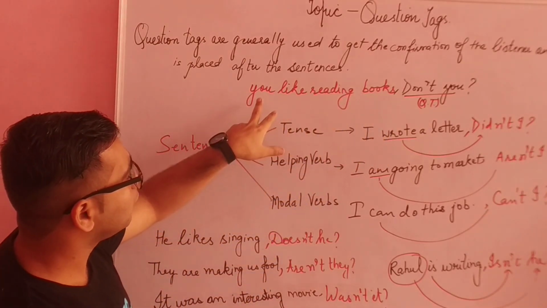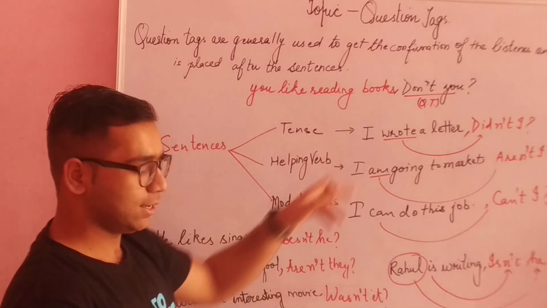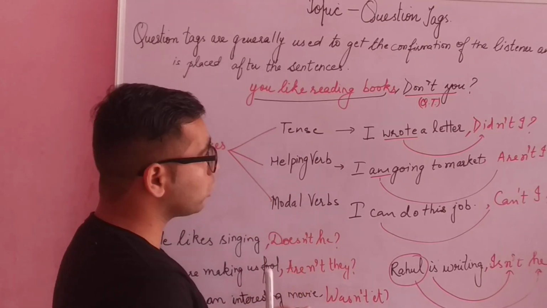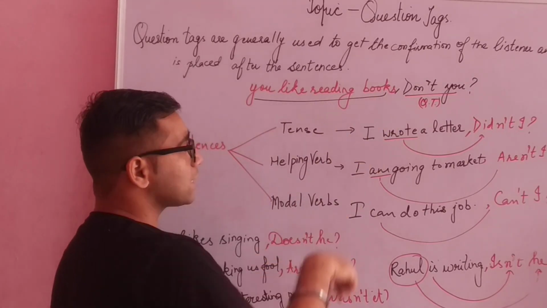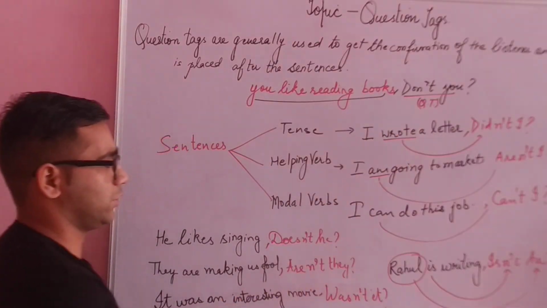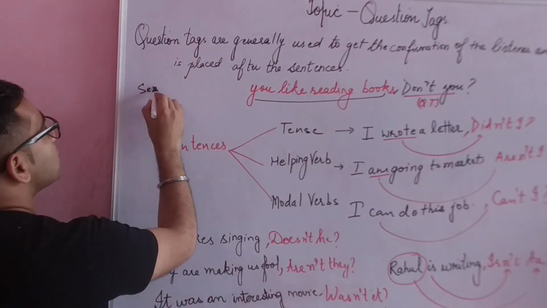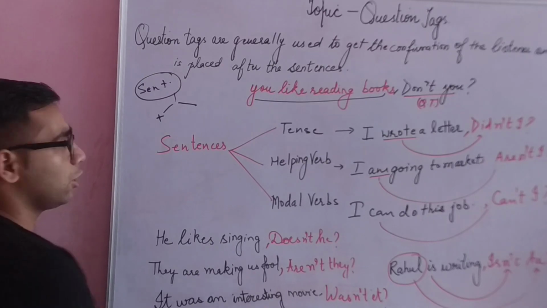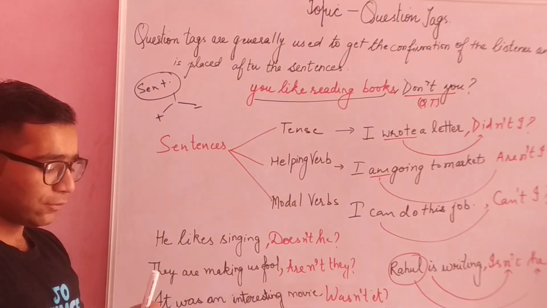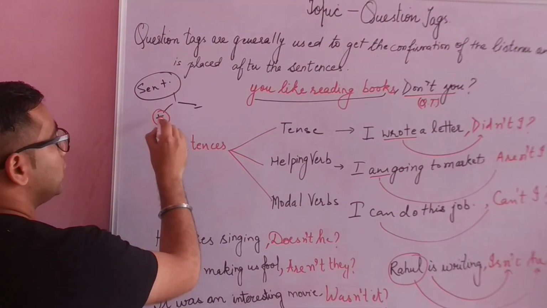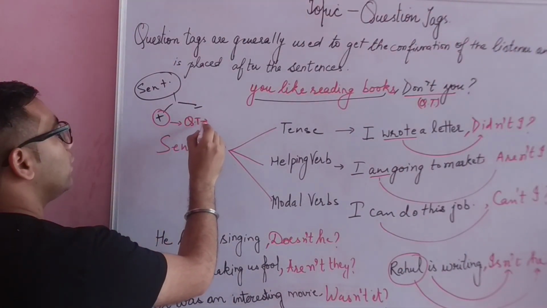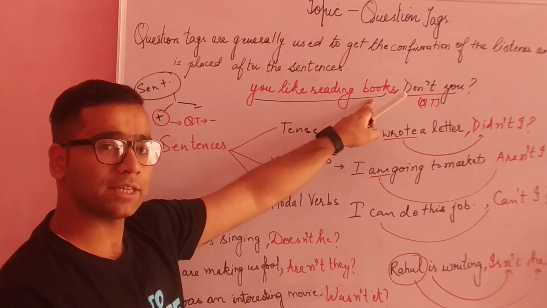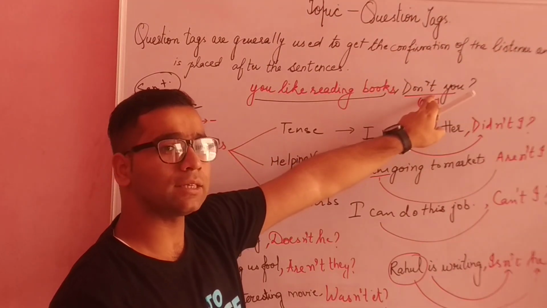Like I've written an example. You like reading books. This is a statement. You like reading books is a statement up to here. Now we want the confirmation of this. So how will we ask it? Don't you? There is a point to be noticed: sentences basically have only two structures. Either the sentence will be positive or the sentence will be negative. If the sentence is positive, then the question tag will be negative. Fine. You like reading books. It is a positive sentence, so our question tag is in negative form.